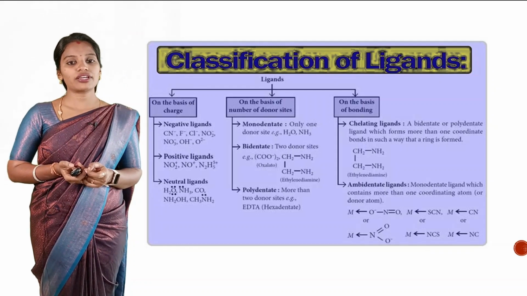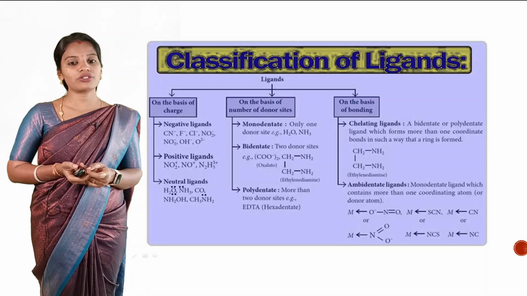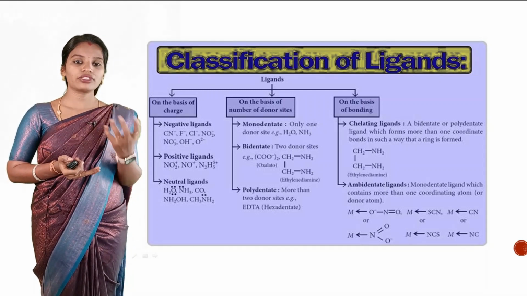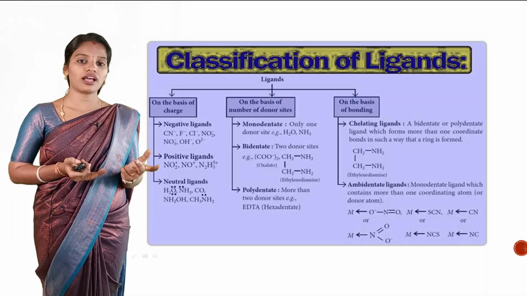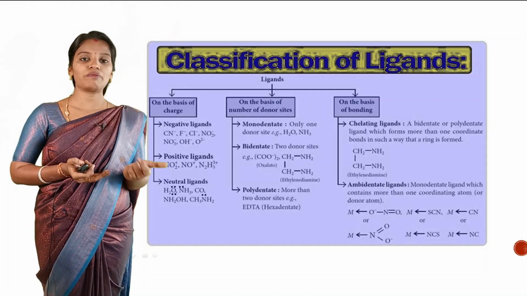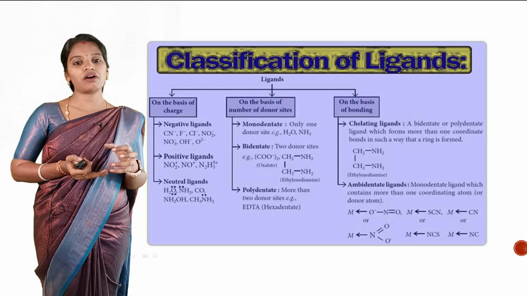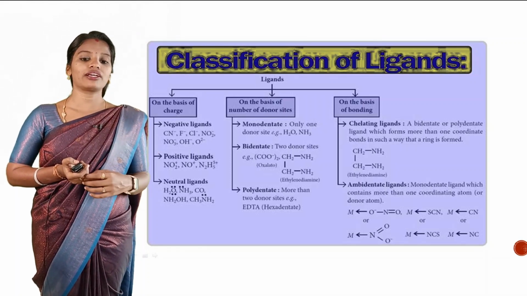And then let's see about the classification of ligands. So the ligands are classified based on 3 things. The first thing is based on the charge. So based on the charge, there are 3 types: positive ligand, negative ligand, and neutral ligand. And then the second thing, on the basis of the number of donor sites. It means how many atoms are donated to the central metal atom from a ligand.